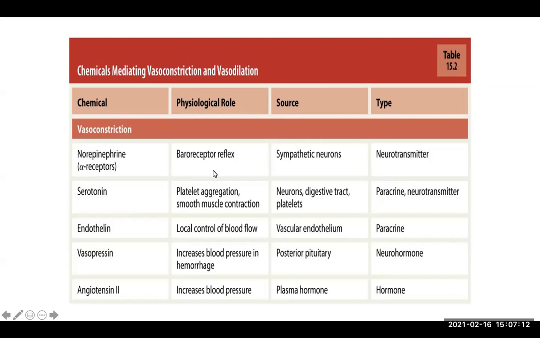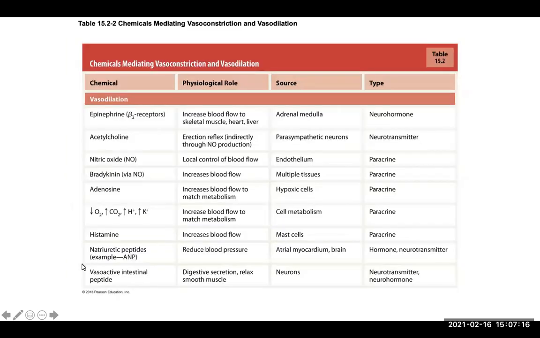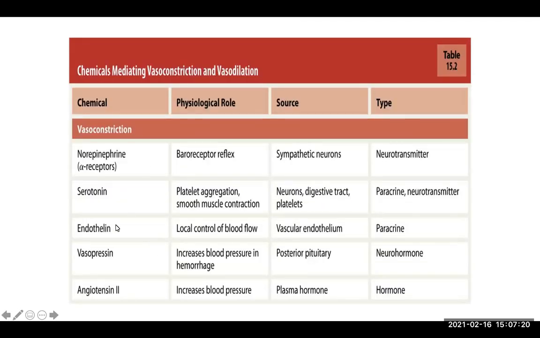Next one is, it's not on here, ADH. So some of them aren't on here, but I'll go through ADH as well. ADH is your antidiuretic hormone. It is a neurohormone by type. It's going to work to conserve water in your body, which increases blood pressure and decreases urine output.